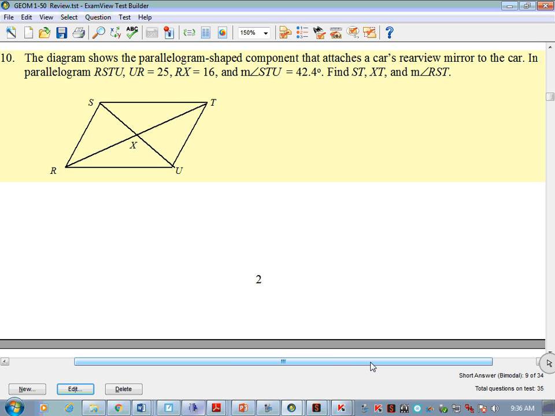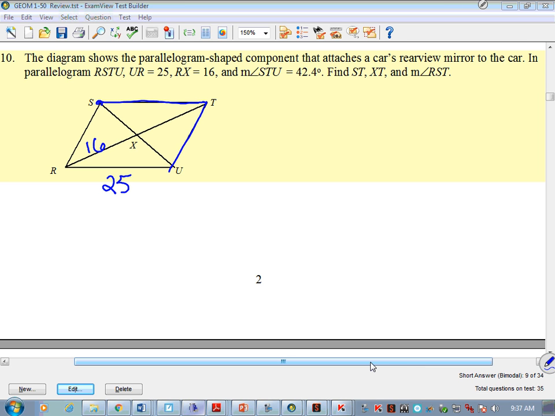Okay? All right, the diagram shows a parallelogram-shaped component that attaches a car's rearview mirror, which is all unnecessary information, does not help us in any sense. RSTU, it says UR, okay, UR is 25. So let's go ahead and label that guy right there, 25. RX is 16. Angle M, or sorry, measure of angle STU.